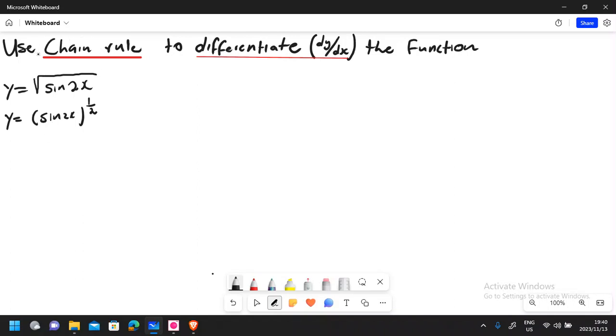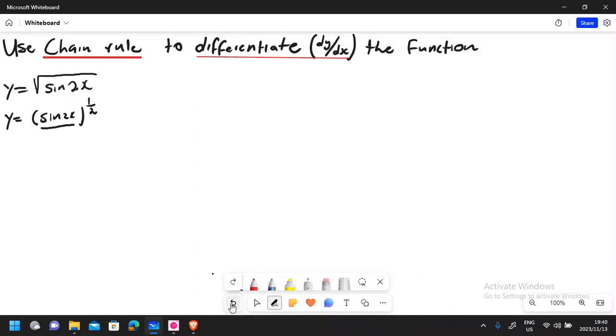Remember, in order for you to use the chain rule, you need to identify the inner function and the outer function. I usually say you must pay attention to what is inside the bracket. What is inside the bracket here is the inner function, and the whole thing from y to there is the outer function. Basically that's how you apply the chain rule here guys. The inner function and the outer function.